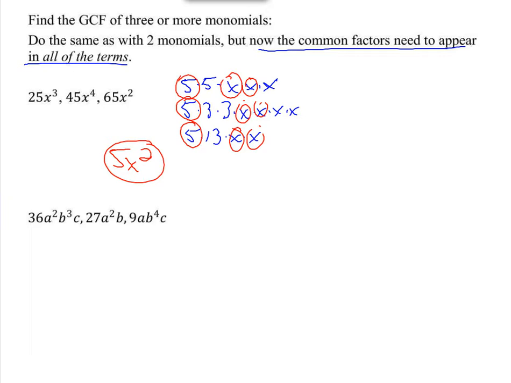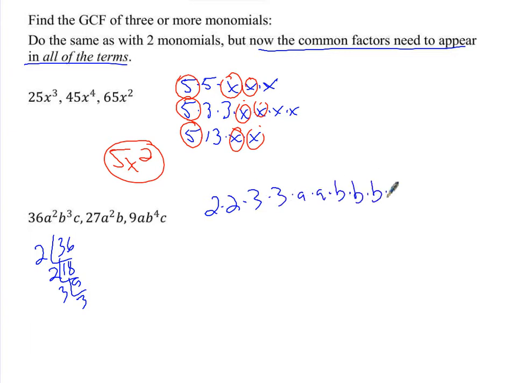Or, if you can't do it in your head, then do 36. We have a 2 there, so that's 18. Another 2 gives me a 9, so that's 3 and 3. So 36 splits into 2 times 2 times 3 times 3. So it becomes 2 times 2 times 3 times 3 times a times a times b times b times b times c. That's 36 a squared b to the third c factored completely.